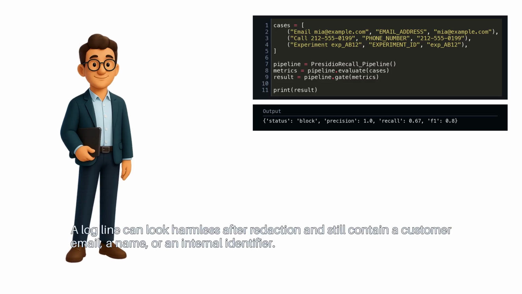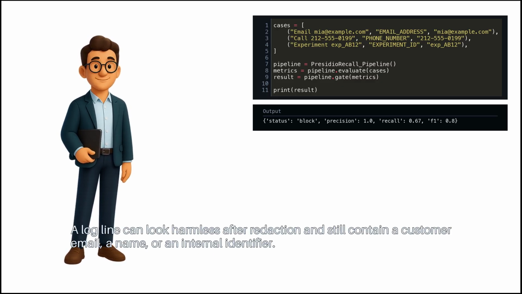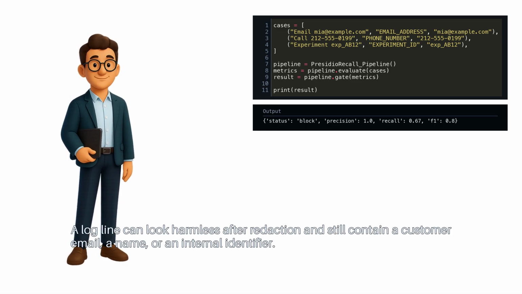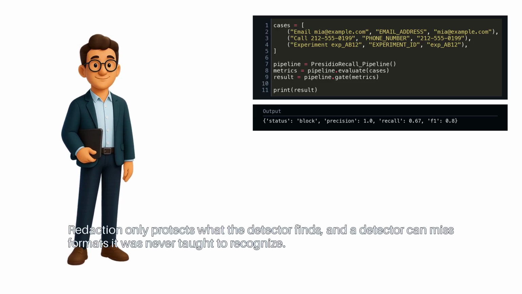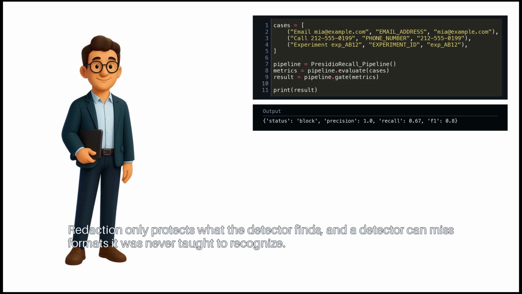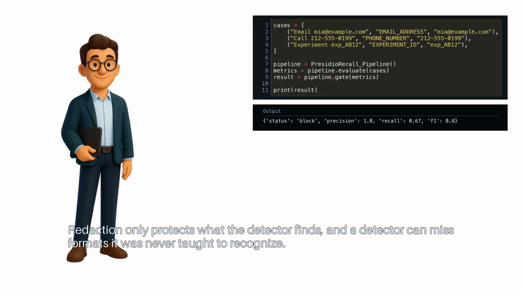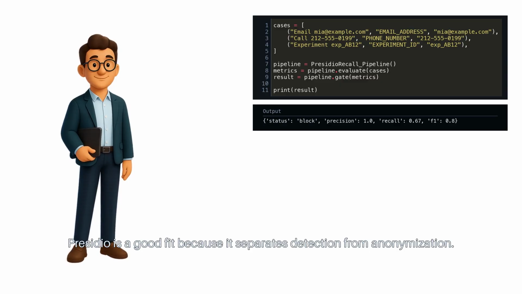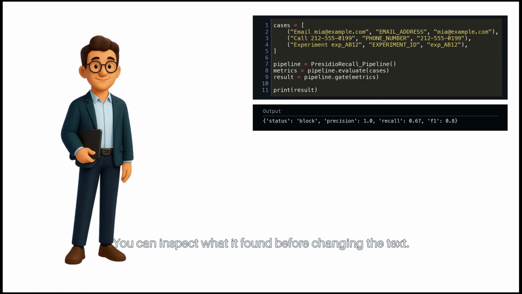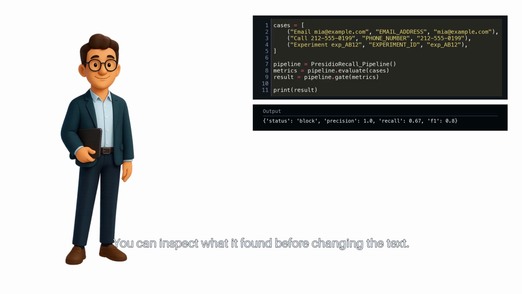A log line can look harmless after redaction and still contain a customer email, a name, or an internal identifier. That is the dangerous failure mode. Redaction only protects what the detector finds, and a detector can miss formats it was never taught to recognize. Presidio is a good fit because it separates detection from anonymization. You can inspect what it found before changing the text.